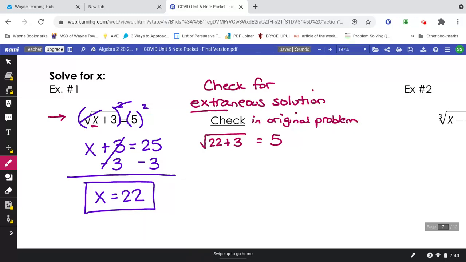I add 22 plus 3 to make 25. I'm just going to drop down the 5 with each turn. Just keep dropping it down. The square root of 25 is 5. Drop it down one more time. 5 equals 5. Yes, it does, which means that this answer is correct.